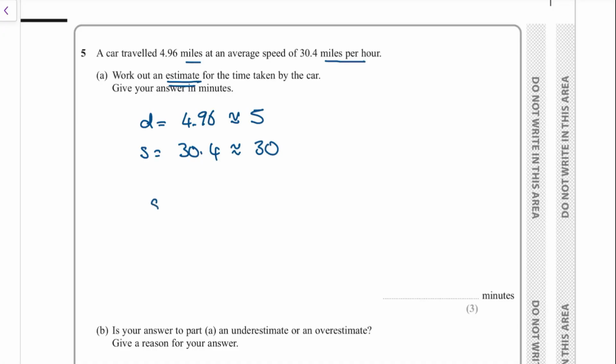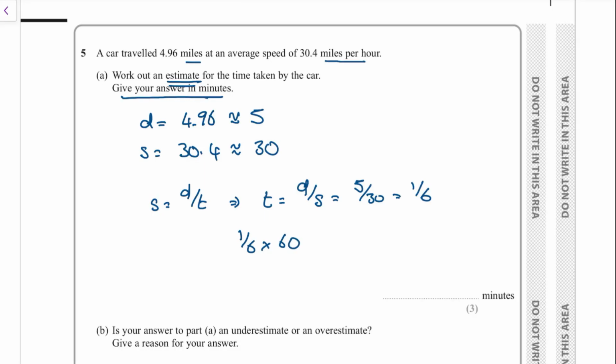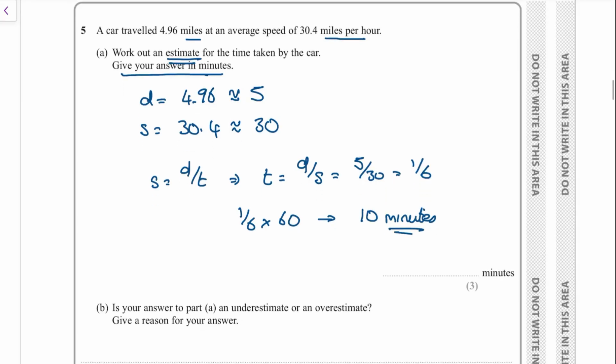Then I know that speed equals distance over time, which means the time taken by the car is equal to distance over speed, which is 5 over 30, the same as 1 over 6. And then it says, this is why we always go back and read the question, give your answer in minutes. So I'm going to do 1 over 6 times 60. Well, 60 over 6 is 10. So that's going to give me 10 minutes. Not so bad so far. It's going okay. Right, next question.